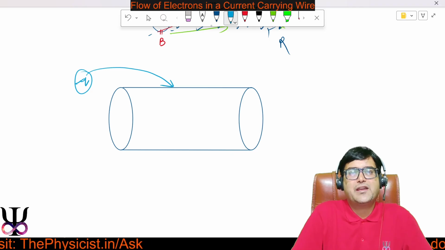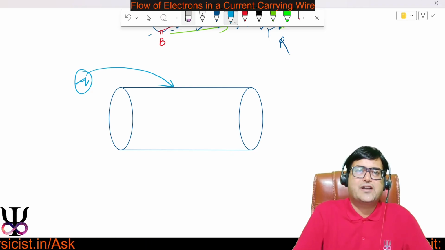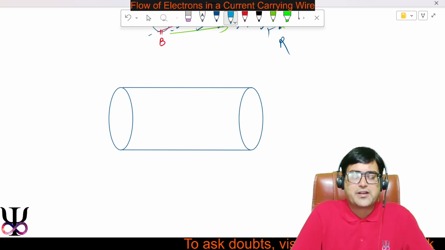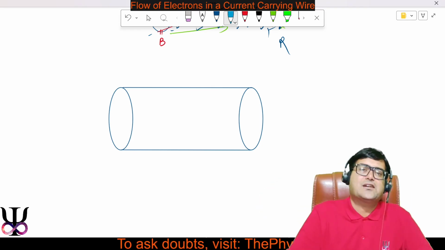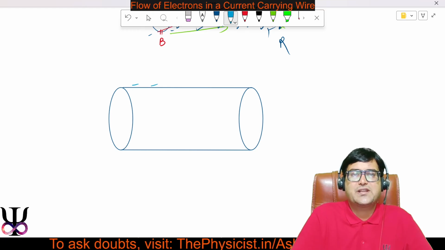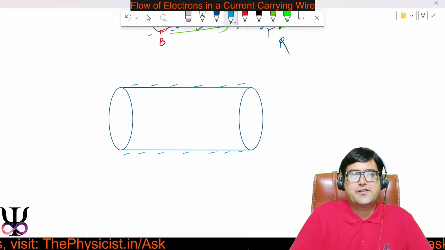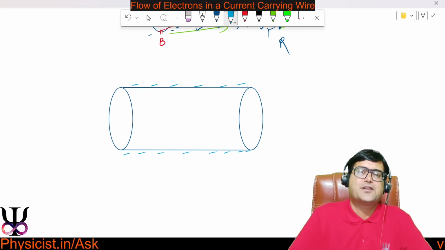The moment when I inject it, it's a metallic wire. So what happens? These electrons will try to repel each other and try to stay as far away as possible from each other. So basically these electrons will distribute themselves on the surface, the cylindrical curved surface, right?